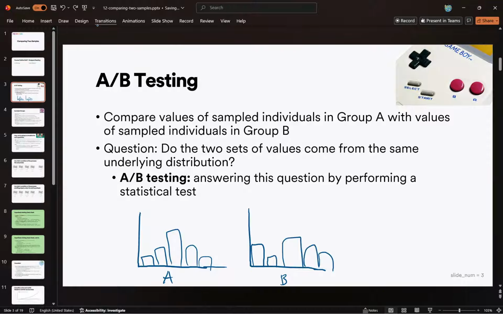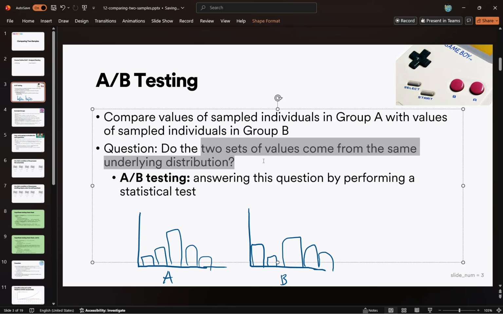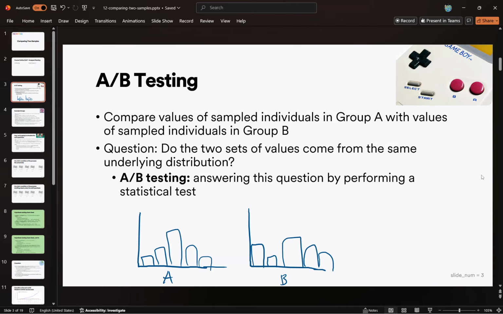And now the question is, it kind of looks similar. Was the difference just randomness? So the question is, do these two sets of data from group A and from group B come from the same distribution deep down? Are any of the differences just due to randomness, just due to chance? A/B testing is the idea of answering this question by doing some statistics. So let's learn how to do it.